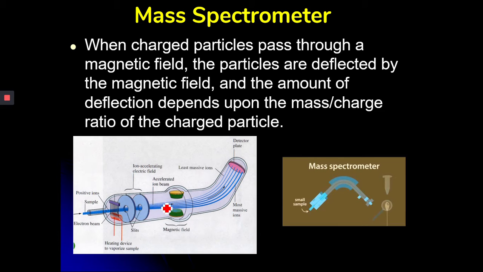Those positive cations go through a magnetic field and then through this bend, and as it's speeding up through the magnetic field, depending on the mass, depends where on the detector it hits. So we can use the information from the detector to figure out the mass and then the relative amount of those masses.